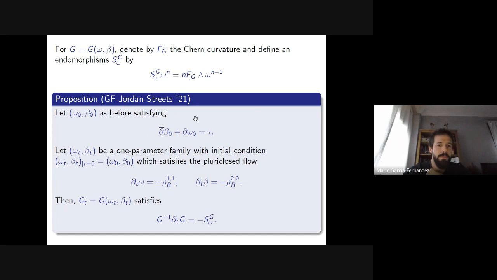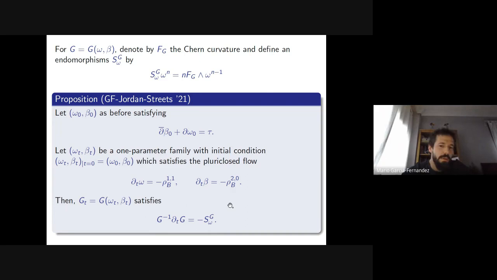Then, if you have a one-parameter family of pairs omega t, beta t solving the pluriclosed flow with this initial condition, that is solving this equation here, the extension of the pluriclosed flow by 2-0 forms, then the corresponding metric G of omega t, beta t, given by this explicit formula on the bundle Q tau, satisfies this equation here. This is sometimes called Donaldson's flow. But you see, this is very coupled. It's much more coupled than Donaldson's flow.